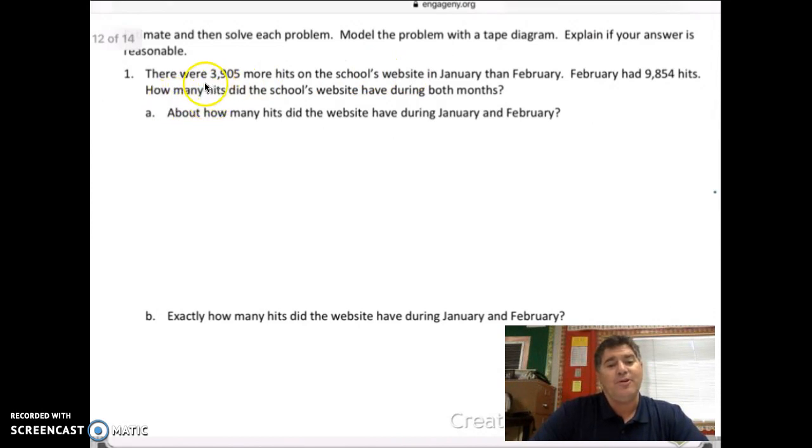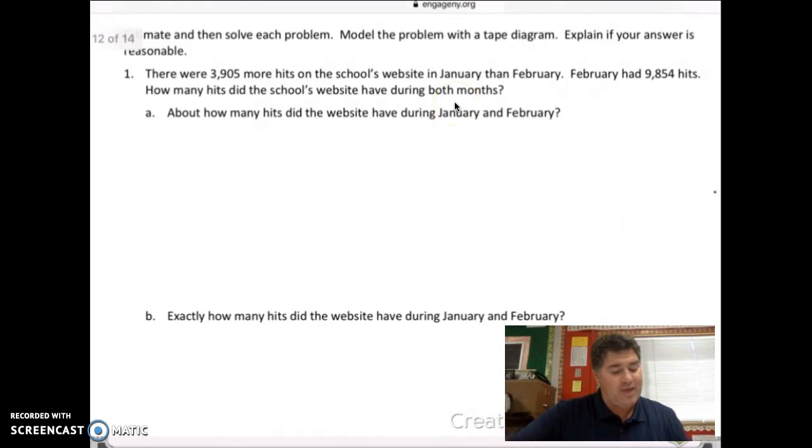So the first thing we're going to do is question one. There were 3,905 more hits on the school's website in January than February. February had 9,854 hits. How many hits did the school website have during both months? So we're going to be looking at that and making a tape diagram and figuring out about how much it is, and then we're going to actually solve what it really truly is.